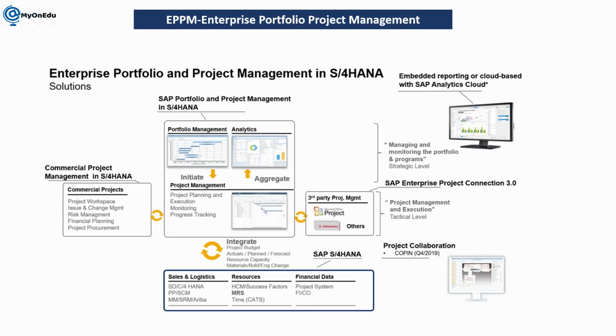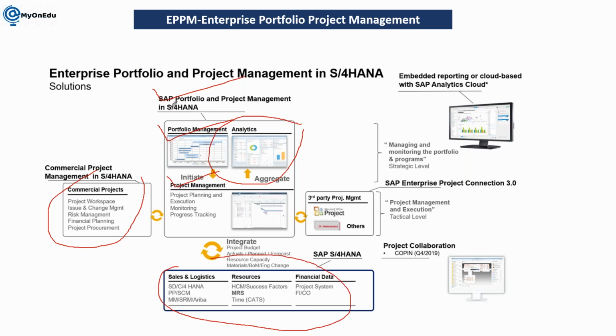So here we have the enterprise portfolio project management picture. On premise, we have four major modules in EPPM. First, portfolio and project management, which again has two subcomponents: portfolio management and project management. For reporting purposes, you use analytics. Then you have commercial project management, CPM, and then PS, project system, which is going to integrate with other modules of SAP. Apart from these three, we also have EPC.